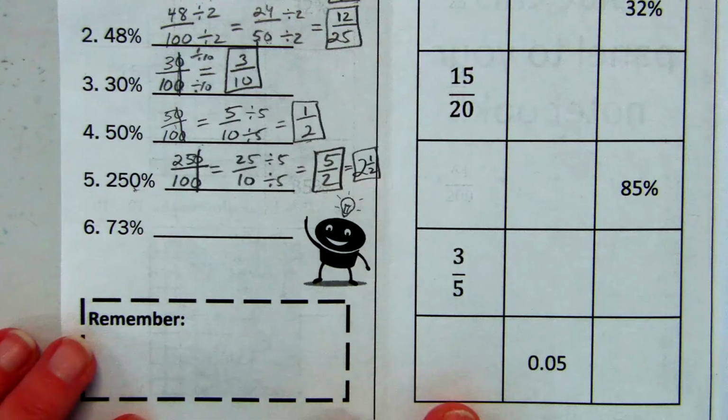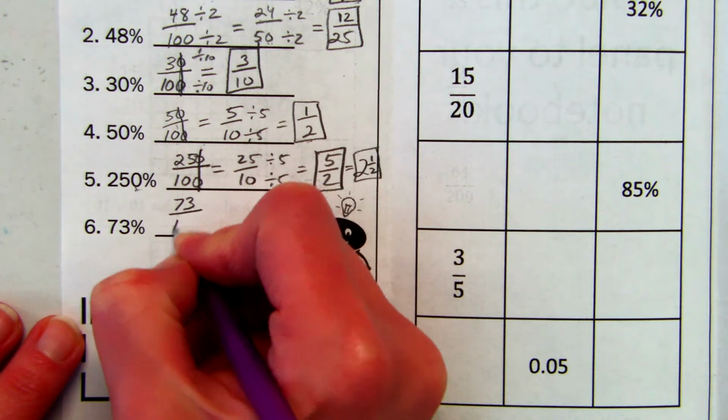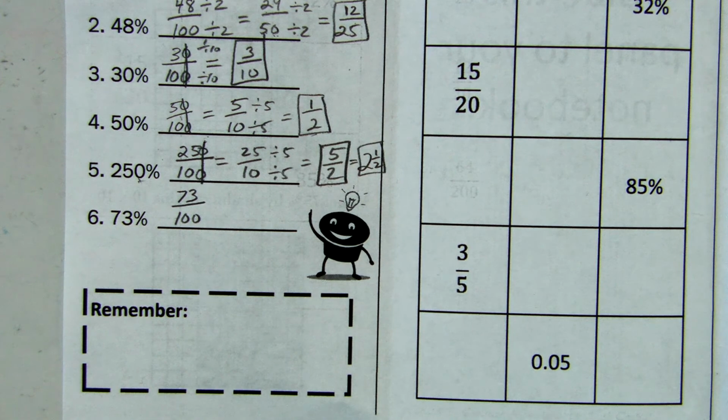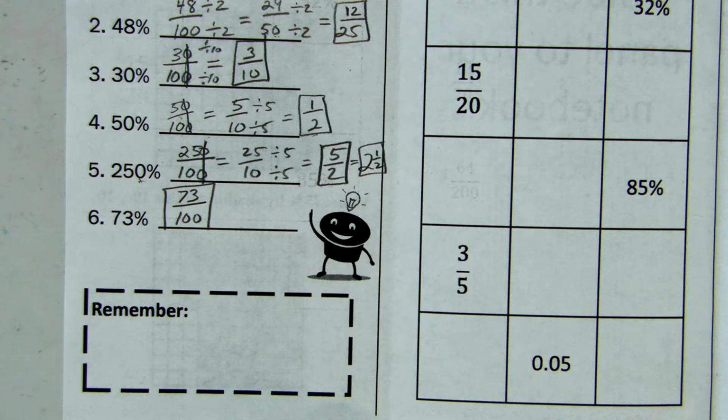All right, so the last one is 73%, which is 73 over 100. What do you think about that one, Titus? I think it just is like that too, because 73 is a prime number. And so it's exciting. We just need to box it. All right.